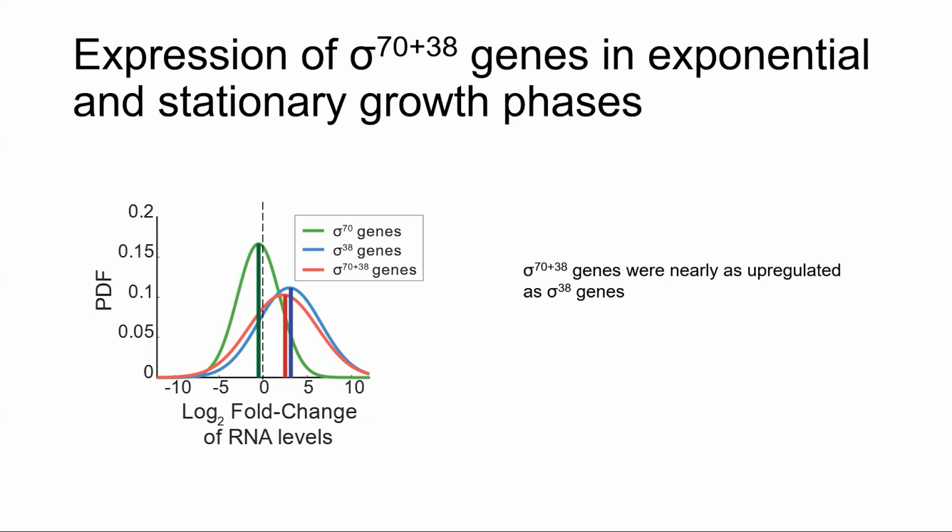If we look at the average behavior of these genes, shown as the vertical green line, it is slightly below 0. Interestingly, the expression of sigma 70 plus 38 genes was nearly as upregulated as the expression of sigma 38 genes, as the average behavior of these genes, shown as the vertical red line, is very close to the blue line.